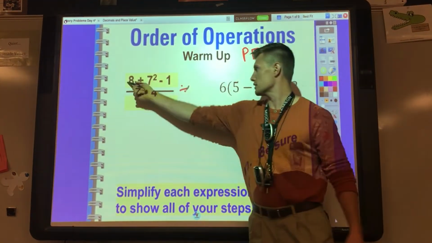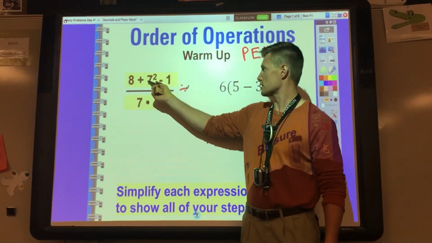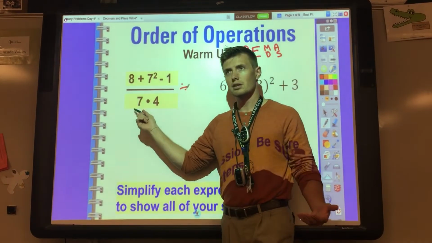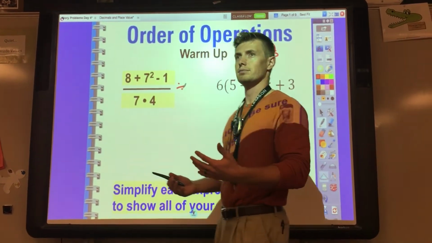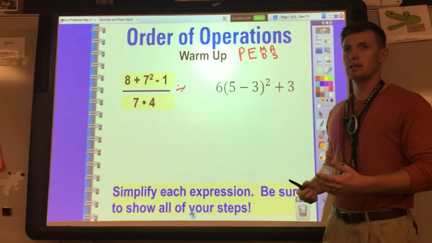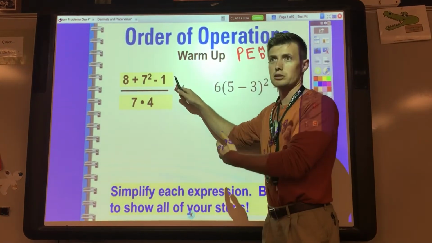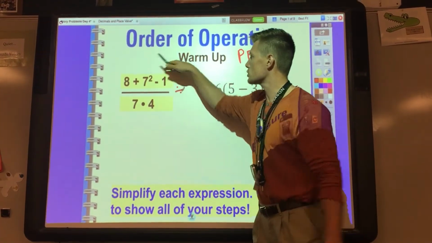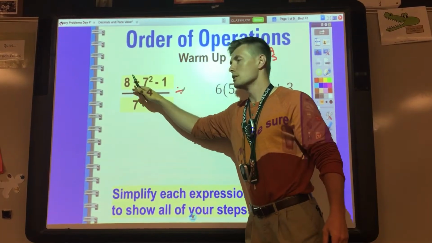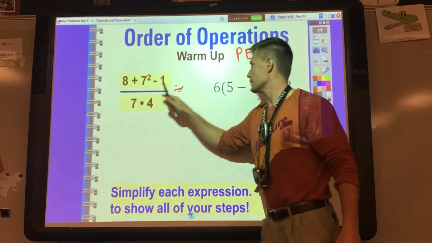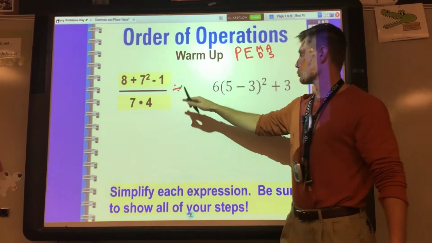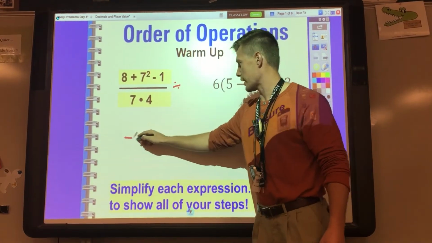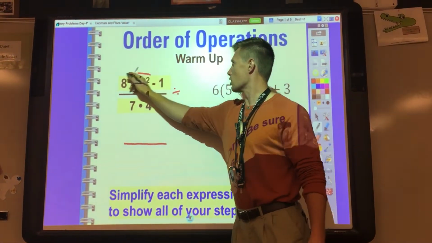Do I take 8 divided by 4? Do I take 7 to the second power divided by 7? When do I choose to divide? Sakura? It's like at the end. At the end. So we're going to divide at the end. So the first step is to solve everything on the top, solve everything on the bottom, and then our last thing we're going to do is divide. So I'm just going to write the fraction here. And let's start with the top.